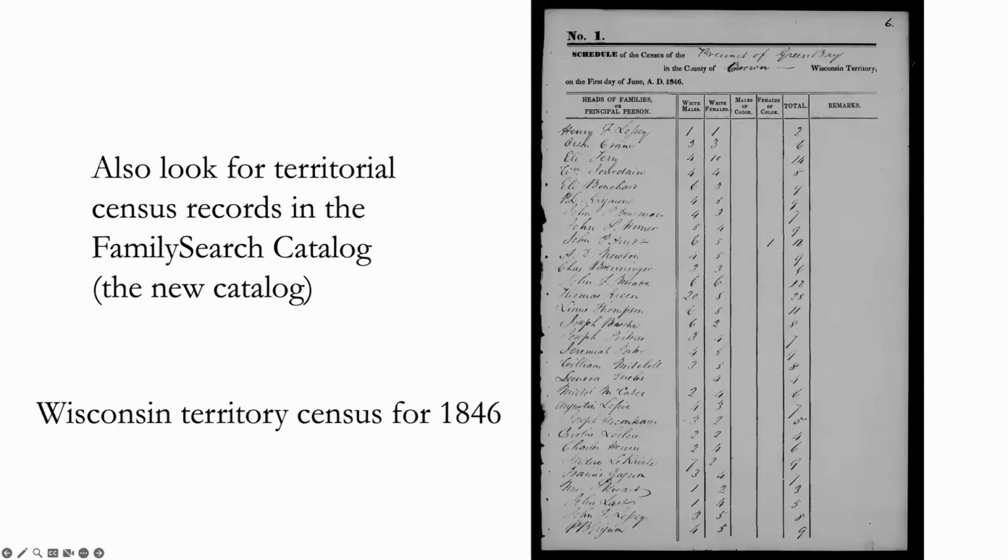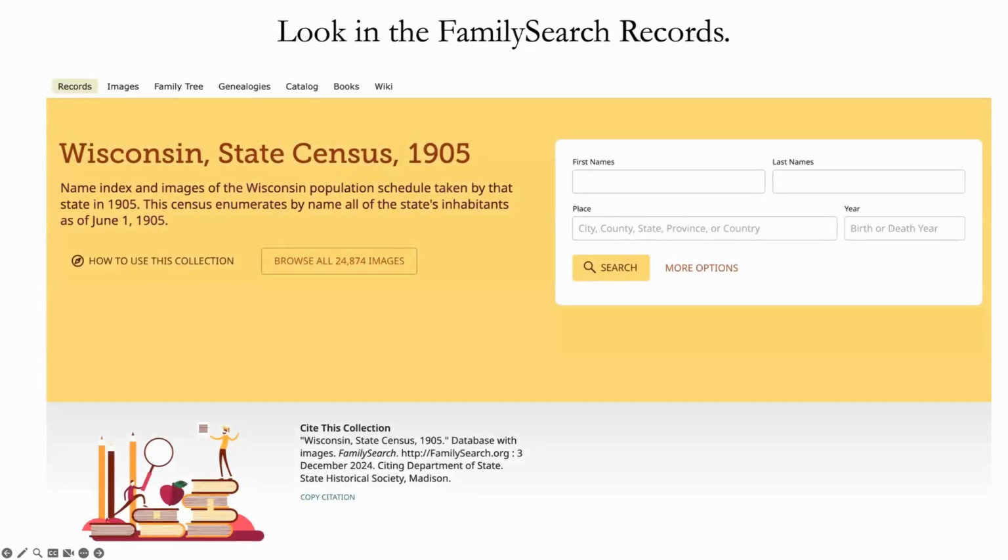Let's kind of move along here. There's another possibility, and that is the Wisconsin Territorial Census for 1846, which means before it became a state. There's the copy of the record that I found, and I made the note that I found this in the new catalog. So this was a record that may have been transcribed at the time. Once we start looking in the records section, you may find that there are already indexed records. So here's the Wisconsin State Census for 1905, and it's a name index and images.